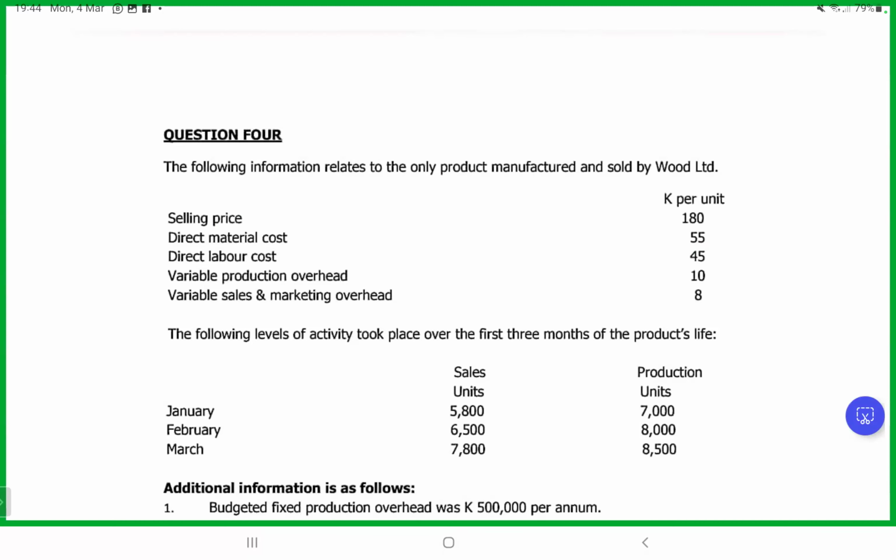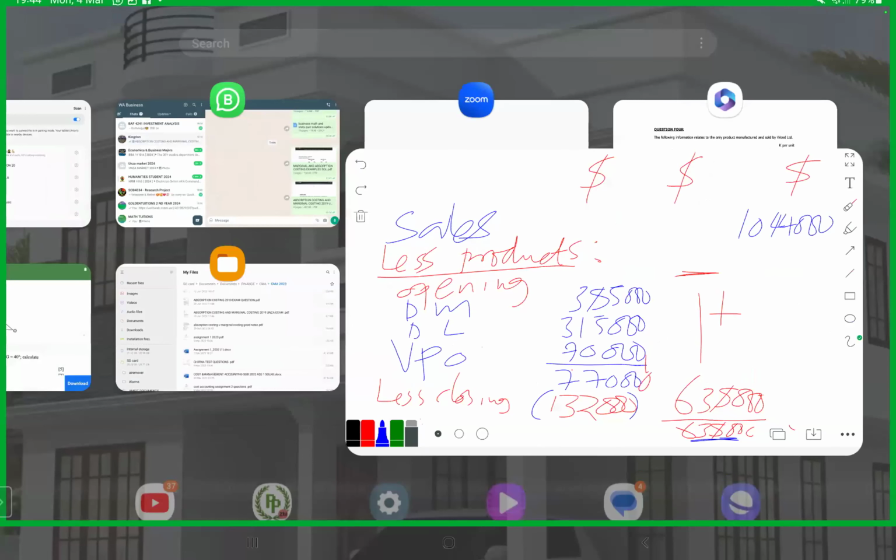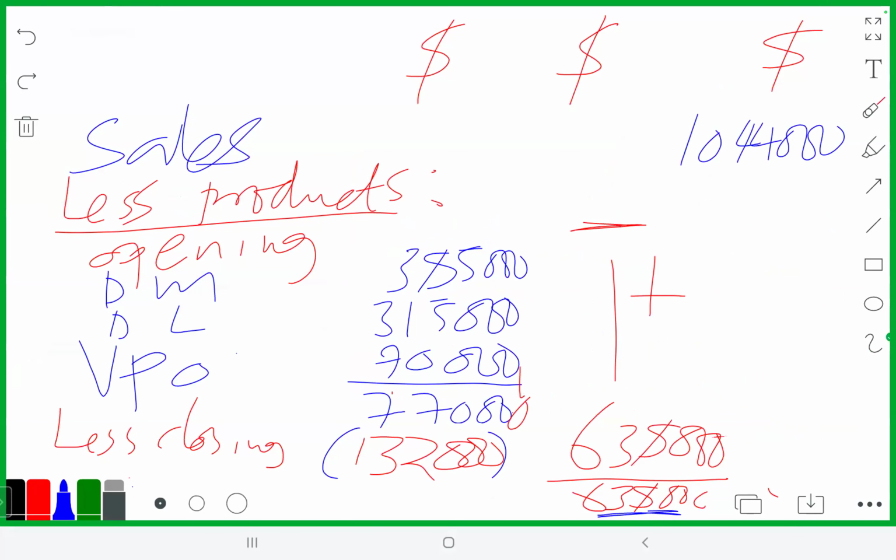Eight times 7,000, not 70,000. 8 times 7,000 is 56,000. So that amount is to be added to 638,000 so that you can find the value to deduct from the sales. So that would be 694,000. That amount now is to be deducted from the sales so that it can give us the contribution.